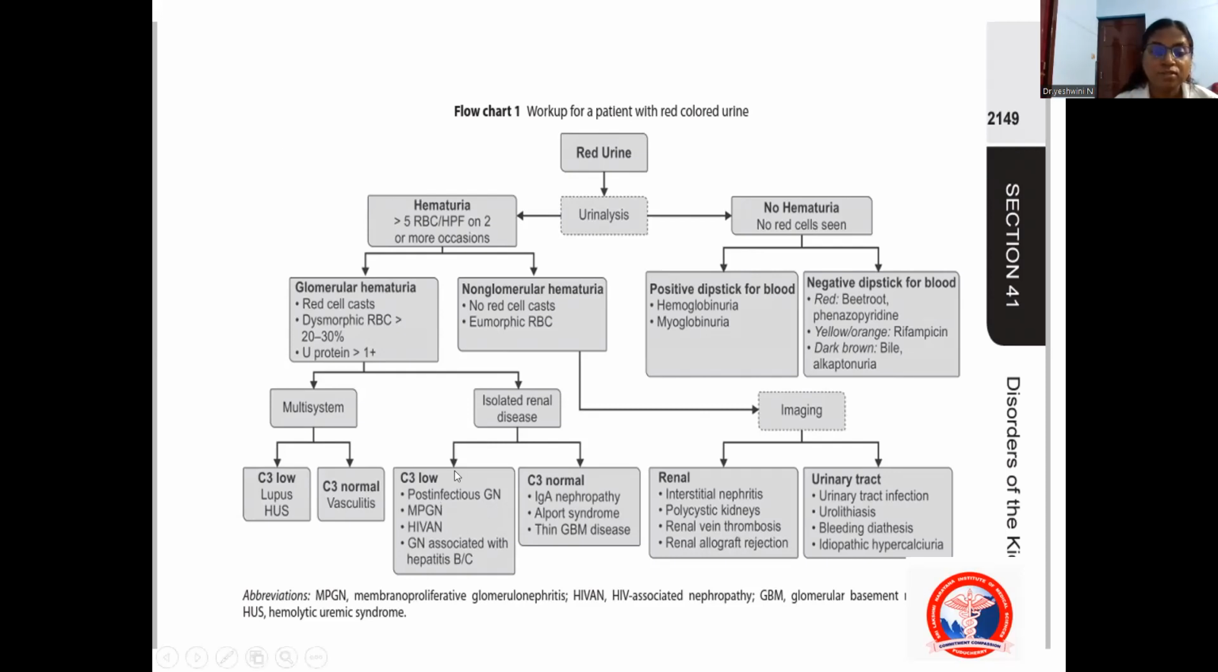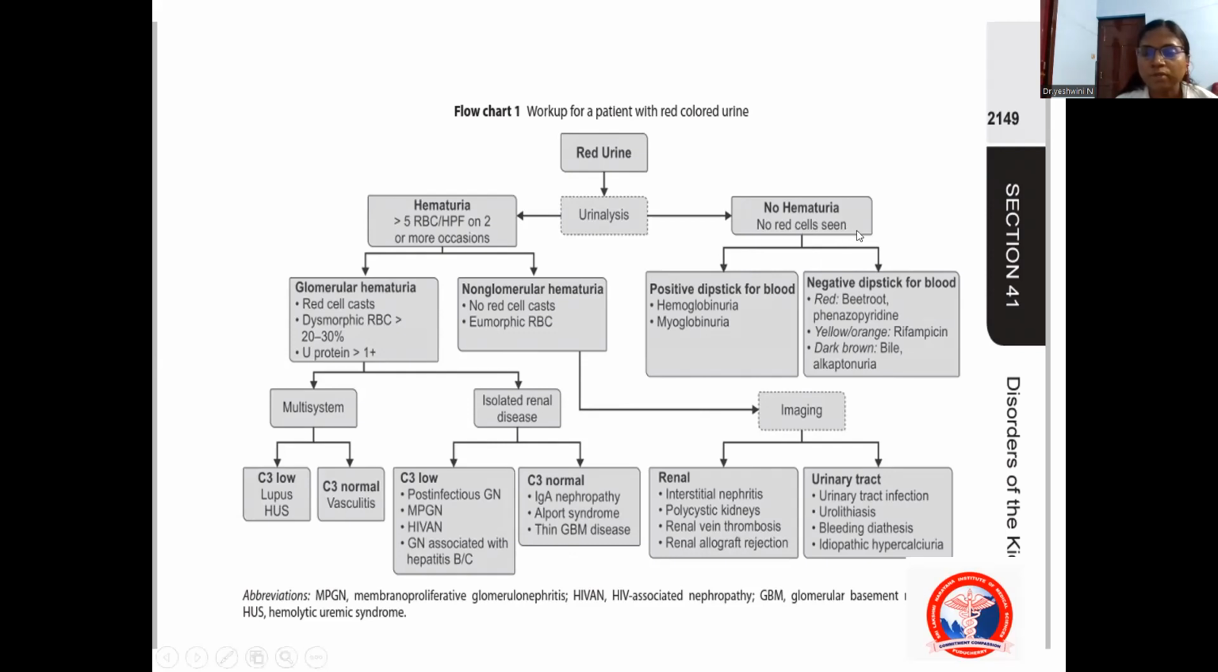Your post-infectious glomerulonephritis, I told you, only C3 will be low. Okay, and that will recover in 6 to 8 weeks. Membranoproliferative glomerulonephritis, HIV nephropathy, hepatitis B and C, IgA nephropathy, thin basement membrane disease, all will be glomerular hematuria. Non-glomerular hematuria, think of the lower causes. Do imaging. Next step in non-glomerular, you have to do an imaging and find out if it is because of polycystic kidney disease, renal vein thrombosis, interstitial nephritis, renal allograft rejection, or because of UTI, urolithiasis, bleeding disorders.